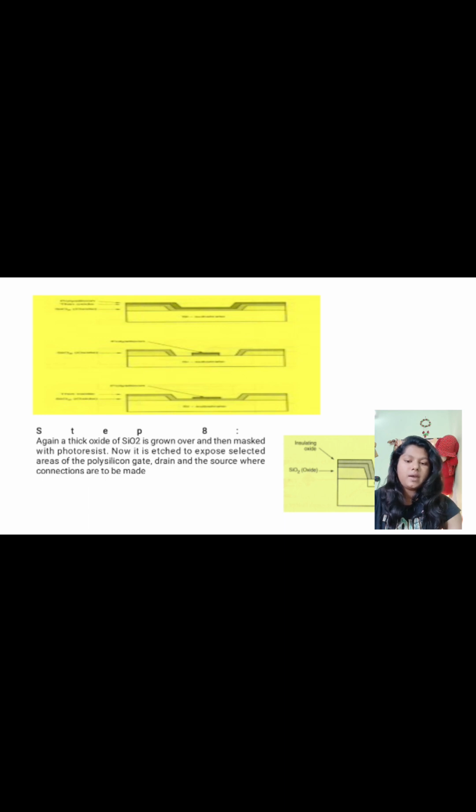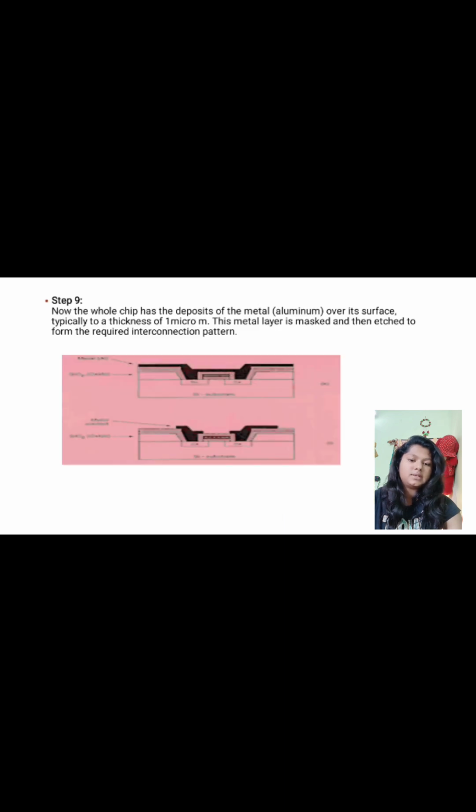In the eighth step, again a thick oxide of SiO2 is grown over and then masked with a photoresist. Now it is etched to expose selected areas of the polysilicon gate, drain and source where connections are to be made. Here we can see the eighth step. Here we have an insulating oxide and SiO2 oxide. Here the N plus channels are created with the source and the drain terminals. Here we have the SiO2 and Si substrate.